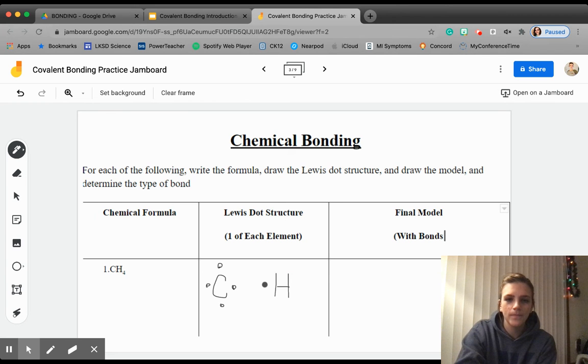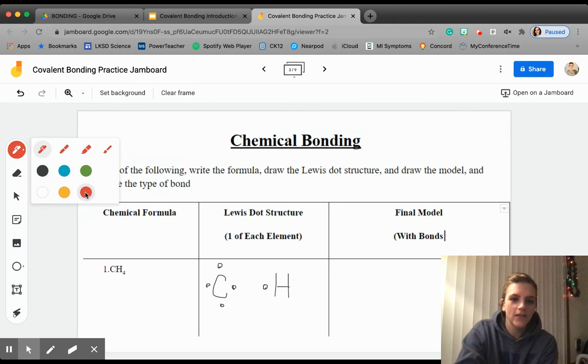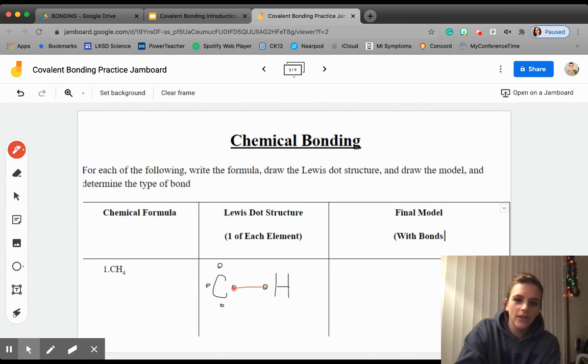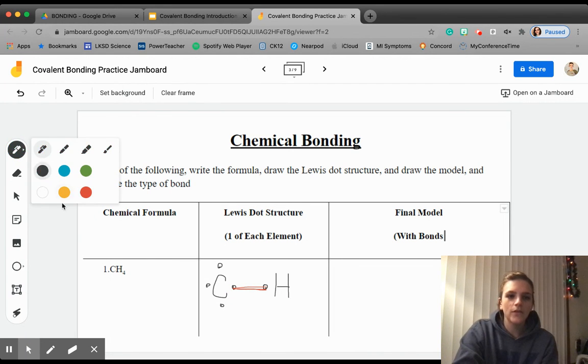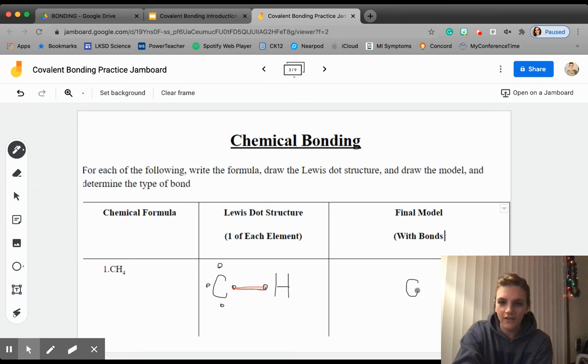And then the bond that would form is a pair of electrons that are being shared, right? So I would either just draw a line through them like that, or you could circle them, whatever floats your boat. And there's that bond that's formed, that covalent bond between carbon and hydrogen. Now, your final model with all of the bonds would look like this: here's carbon that's single bonded to a hydrogen.